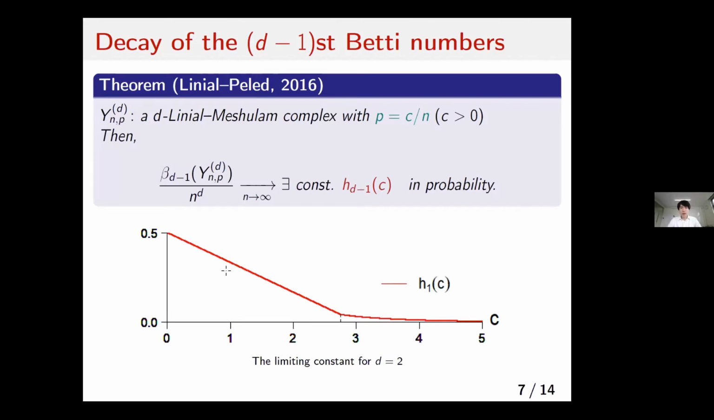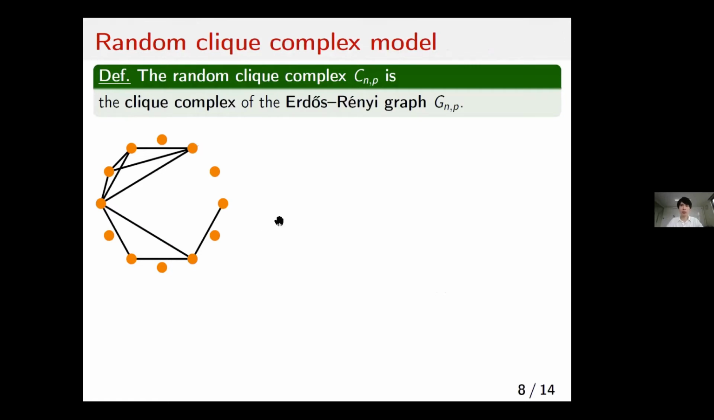But actually, in the case of most random simplicial complex models, the Betti number behaves non-monotonically. To see that, let me consider another model called the random clique complex model. The random clique complex, denoted by C(n,p), is defined as the clique complex of the Erdős-Rényi graph G(n,p). Let me explain a little more about the definition by the picture below.